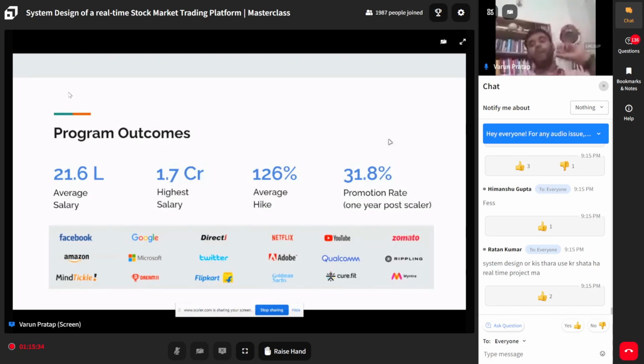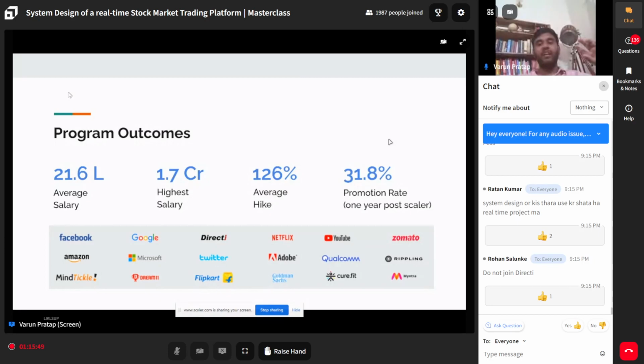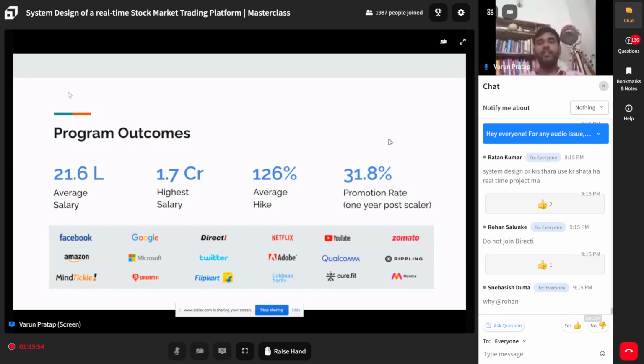Here are some outcomes which Scaler has had over the years. The average salary, I'm sure you would all have gone through the KPMG audited report and Scaler's placements. On an average, we've had a 94% placement rate. So of every 100 people who've enrolled with us, 94 have been placed. If you have a question, what happened to the six?